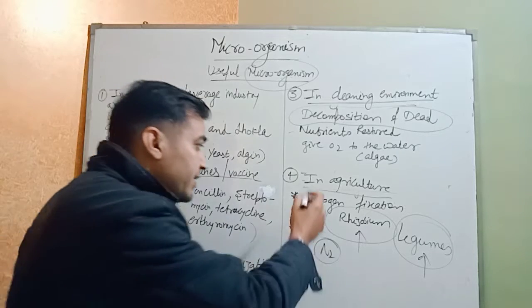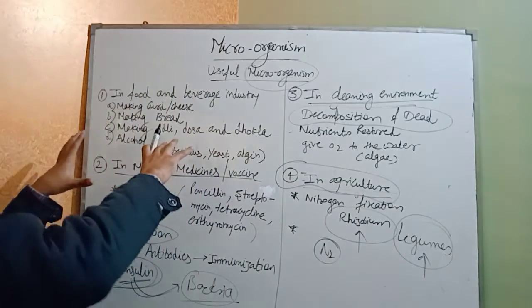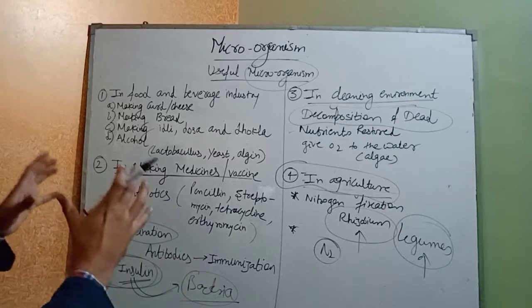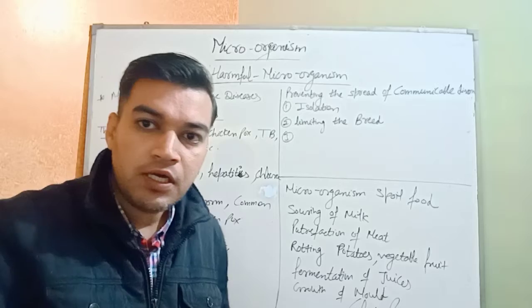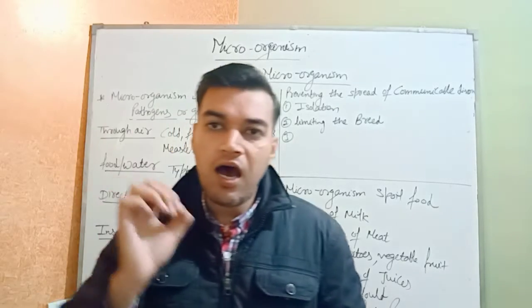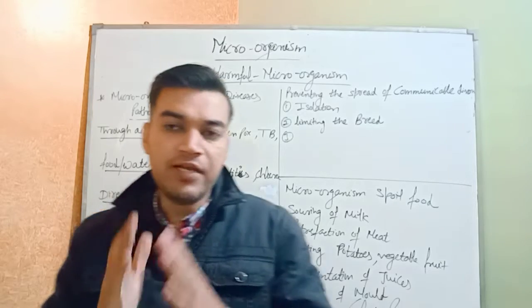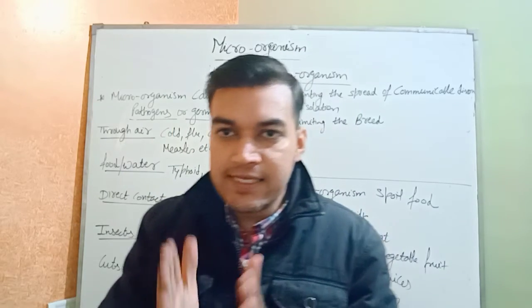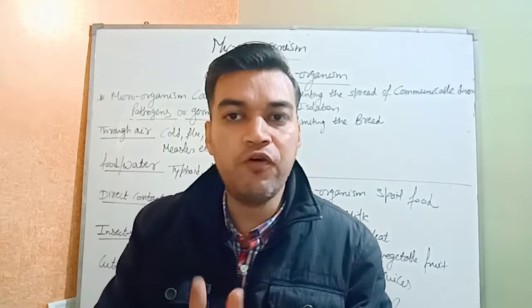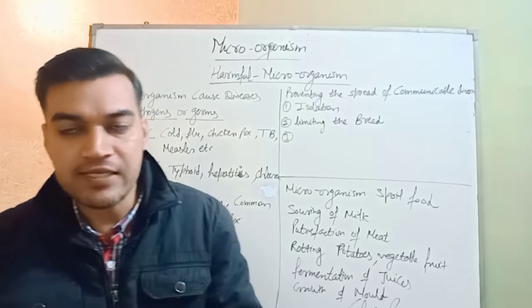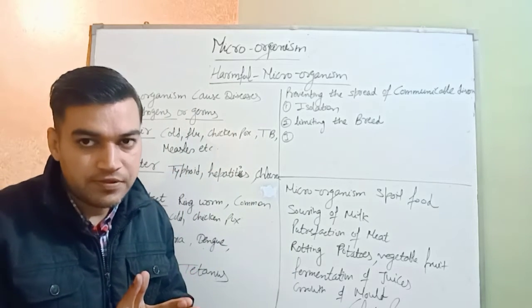Okay, so in agriculture also we are using some bacteria. So these are all the discussions of useful microorganisms. Next topic is harmful microorganisms. Some tiny organisms that exist on our earth and create problems for us and for other organisms are called harmful microorganisms.